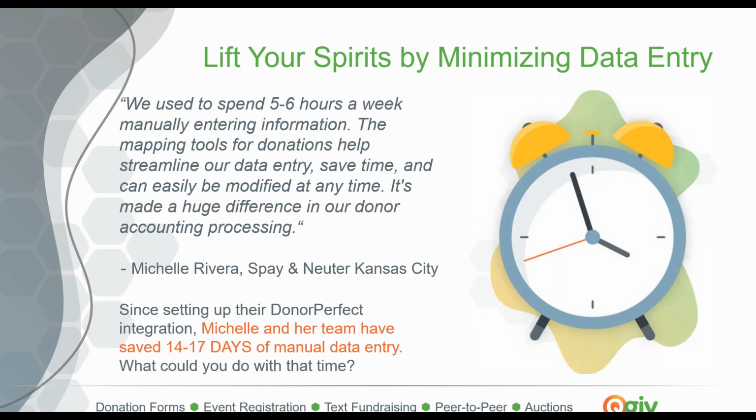I included this just because I know how valuable your time is. Our friend Michelle over at the Spay and Neuter Kansas City organization let us know that they set up an integration between their account and their Donor Perfect account, and they saved a ton of time, 14 to 17 days of time to be specific at the time we talked to her, by having that information automatically move from Qgiv to Donor Perfect. You can set that sync to be manual if that would make you more comfortable, but you can also set it up to be automated. You don't have to touch it. It shows up automatically, and you can save all that time.